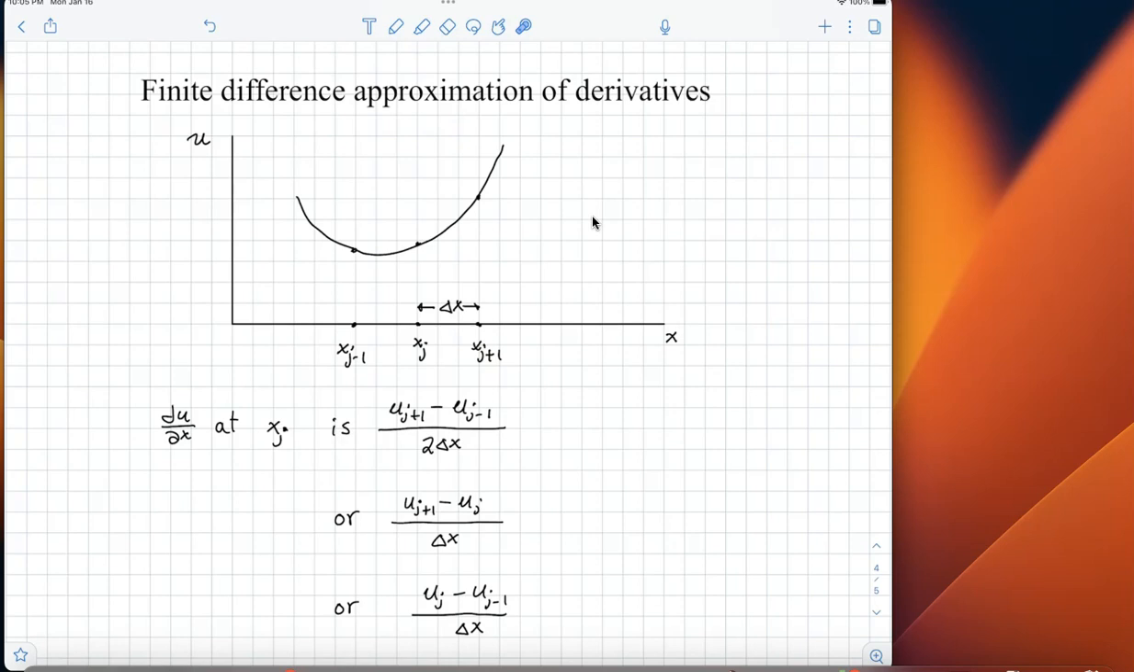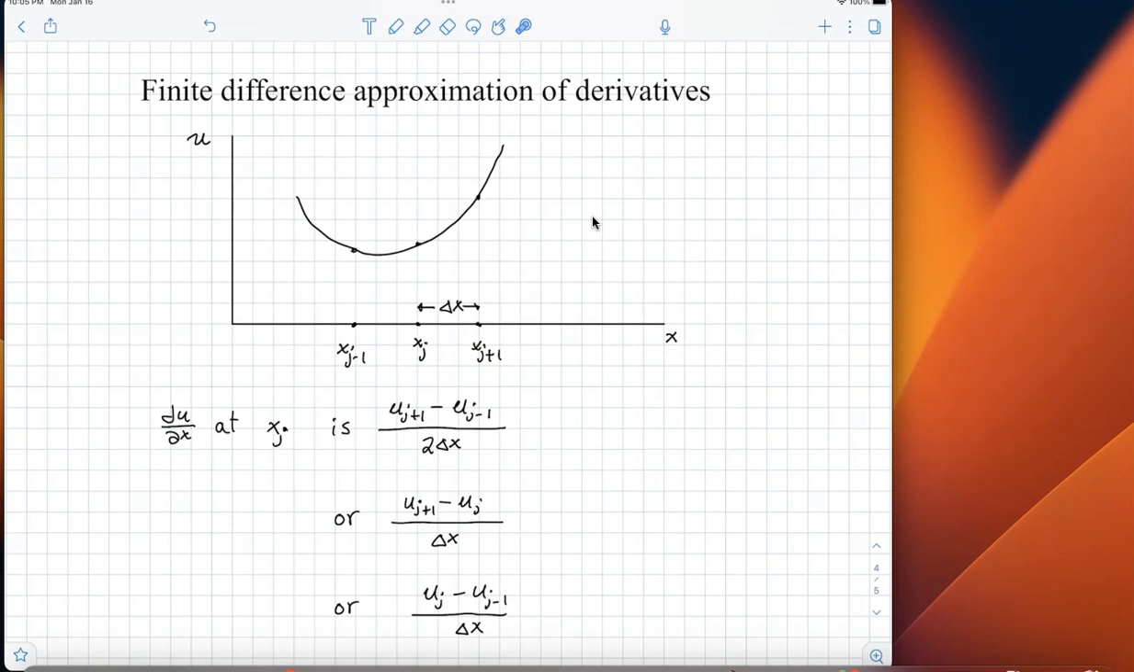So the objective here is to calculate the derivative of a function numerically. Suppose that I have a function u of x. If I know the function u of x is sine x, I can calculate the derivative analytically. I know the derivative of sine is cos. So if I know the function, I can calculate a derivative. But numerically, how can we calculate the derivative?